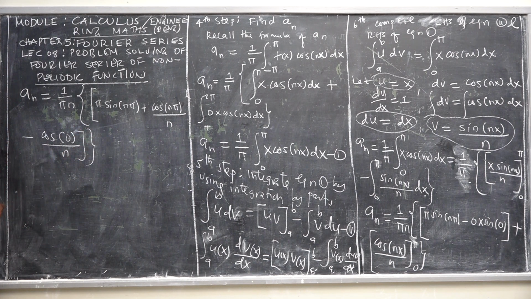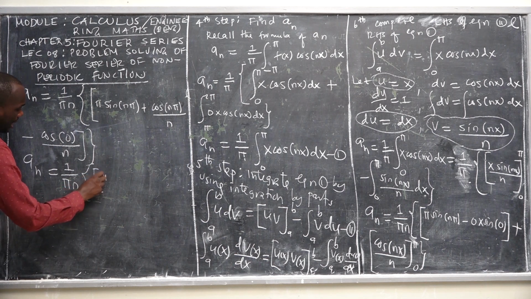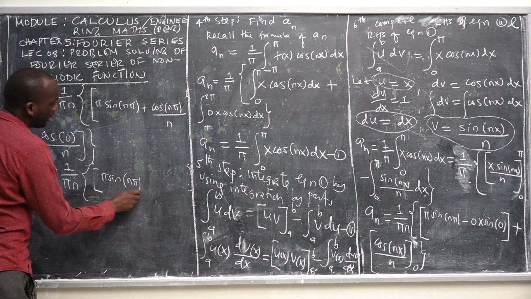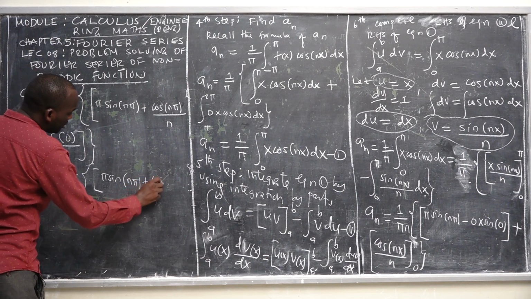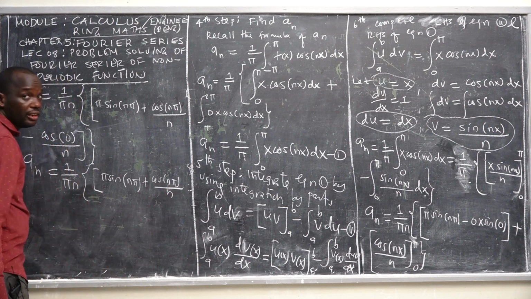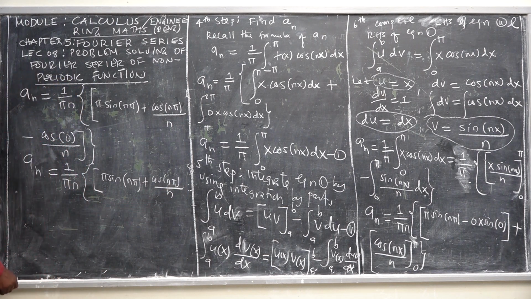Okay. So if that's the case, a_n is equal to 1 over pi n, then you open the curly bracket. Here we have pi sine of n pi, plus cosine of n pi over n, then minus cosine of 0, which is 1, over n.